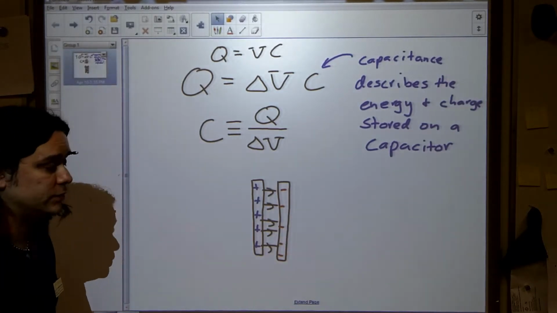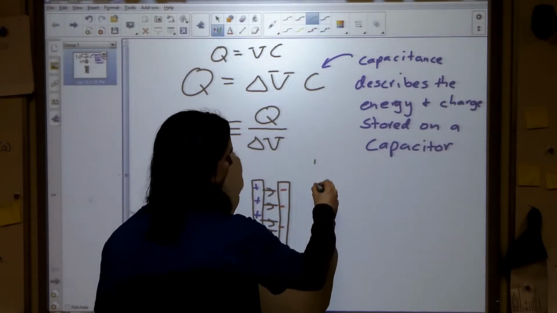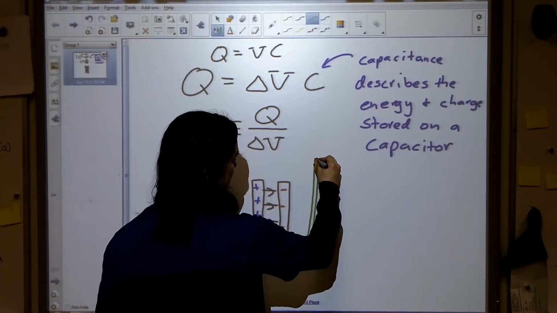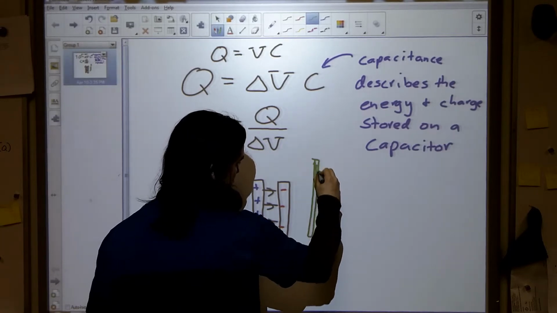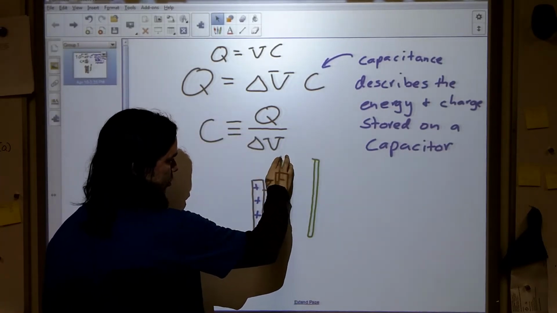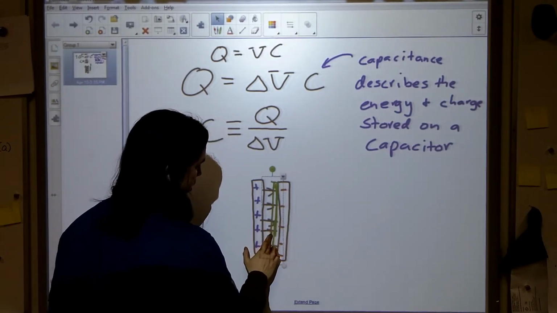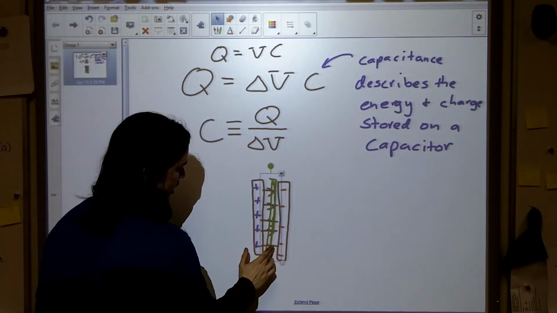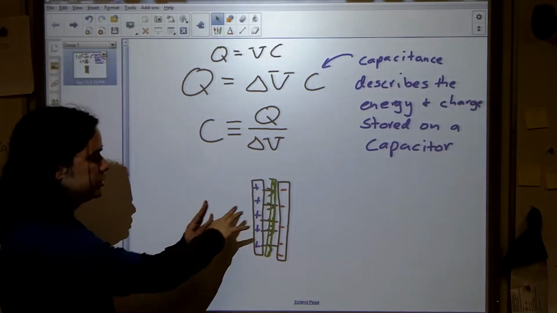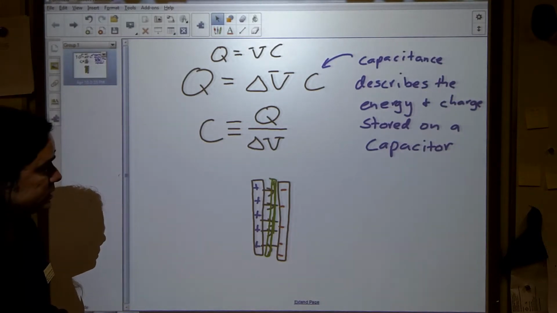And, as we may or may not have talked about in class, not to complicate things, but we can change the capacitance by inserting something called a dielectric, some material that will change how the electric fields go through here. If you put a dielectric in here, it will change how the electric fields go through there, and it in turn will change your capacitance.